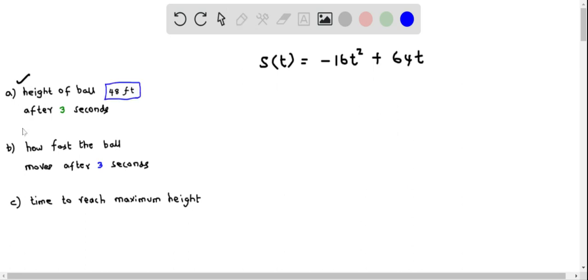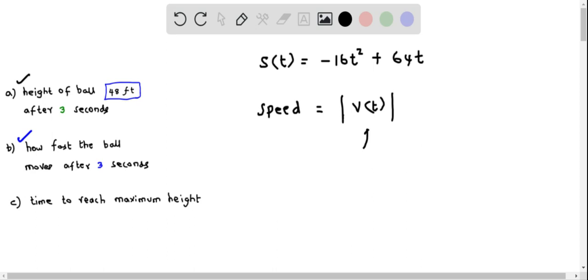In part B, we determine how fast the ball moves after 3 seconds. So this is basically finding the speed of the ball after 3 seconds. So first, let's write speed. The formula to determine the speed is the absolute value of the velocity function. So that is v of t. If v of t represents the velocity, we take the absolute value of the velocity function, and this equals speed.